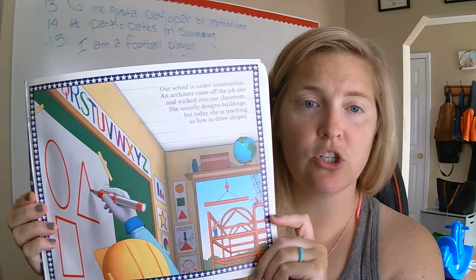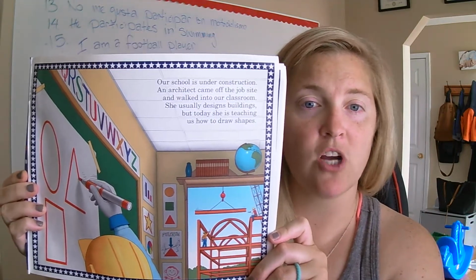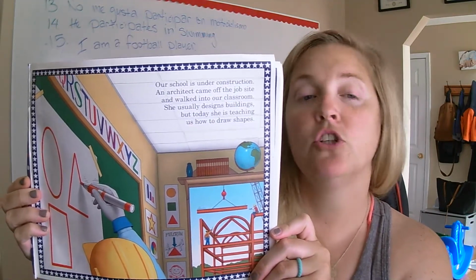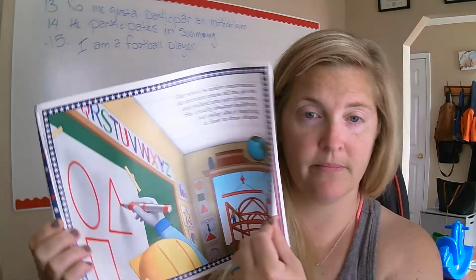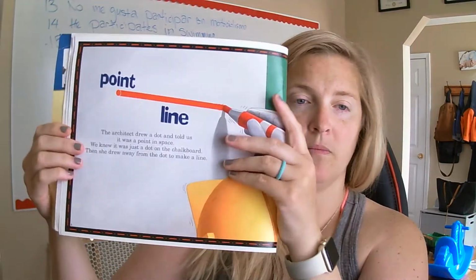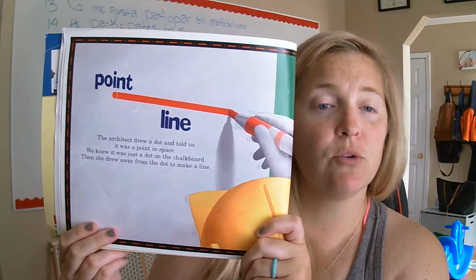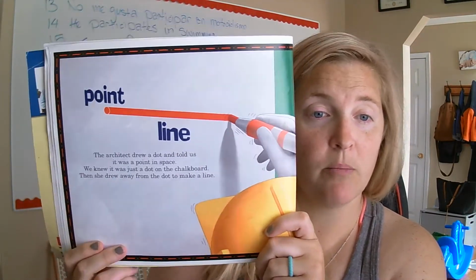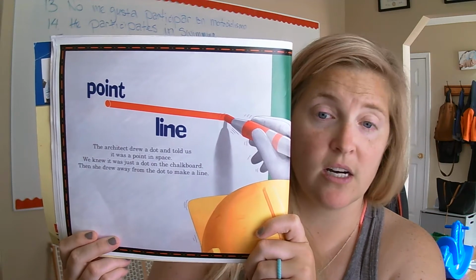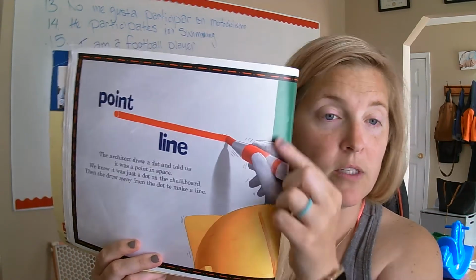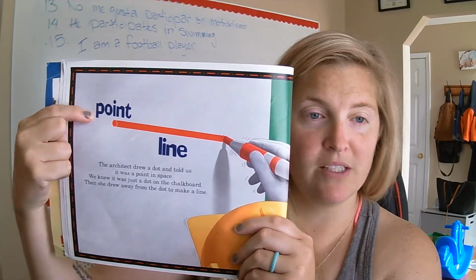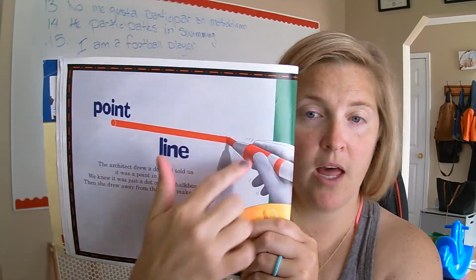Our school's under construction. An architect came off the job site and walked into our classroom. She usually designs buildings, but today she's teaching us how to draw shapes. The architect drew a dot and told us it was a point in space. We knew it was just a dot on the chalkboard. Then she drew away from the dot to make a line. So this is a point right here, and then this would be your line.